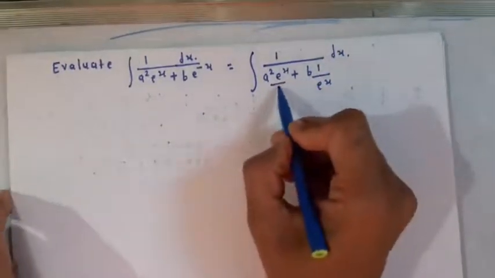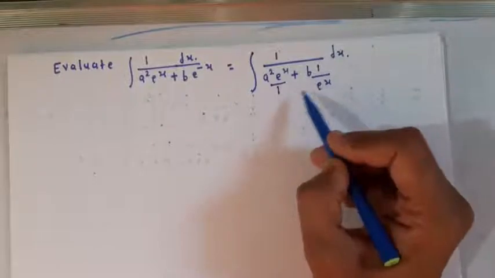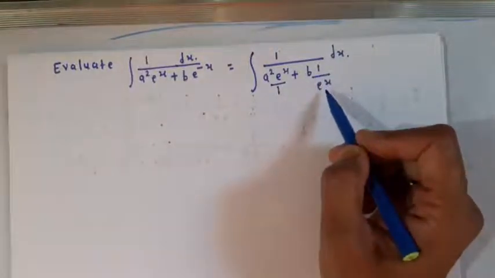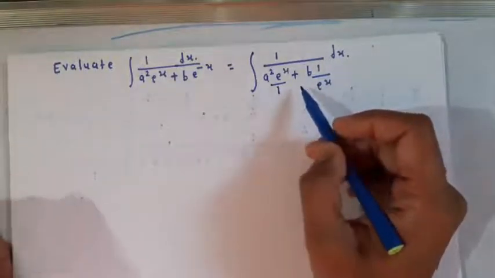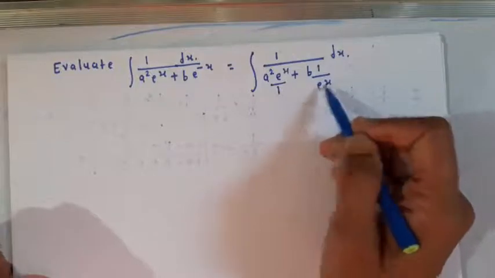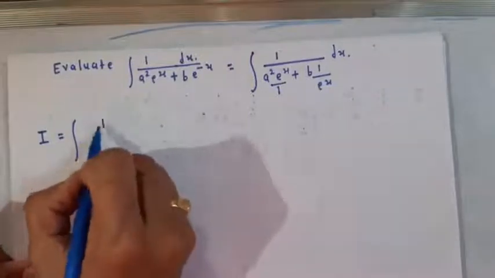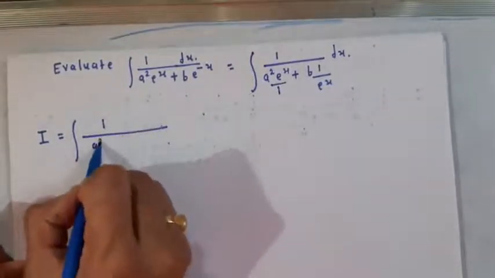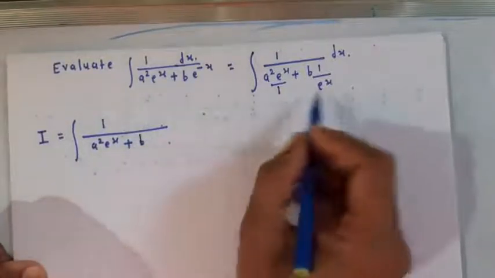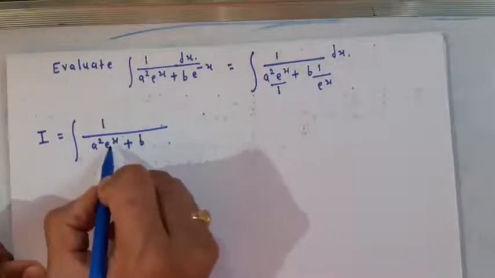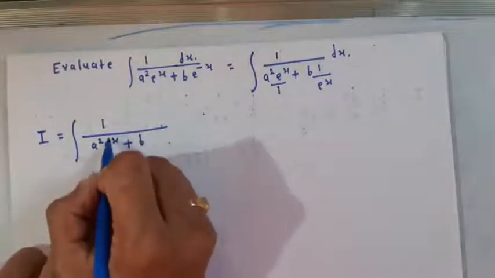Okay students, now at the denominator there is again a numerator and denominator. In the second term the denominator is e raised to x, that's why we have to take the LCM, and the LCM will be e raised to x. Therefore now our integration I equals integration of 1 upon a square e raised to x plus b, and we have to multiply here with e raised to x, and therefore this is a square e raised to x into e raised to x. This is e raised to 2x.